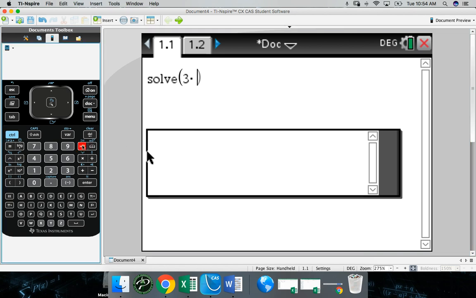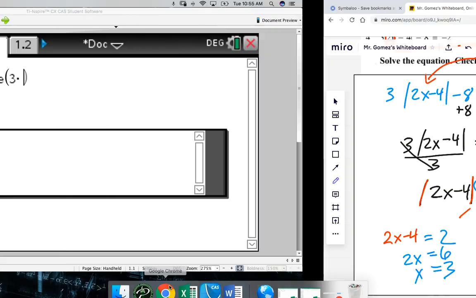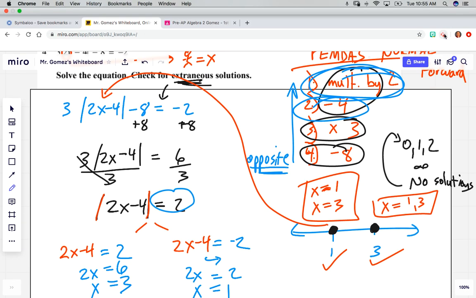The absolute value will look like, so there's a small glitch, no worries. I will reopen this. And let's pause this for now.